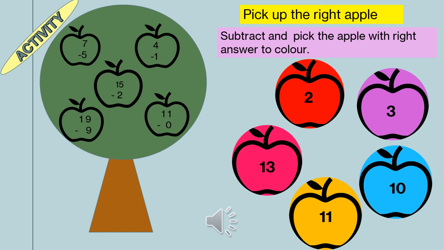On your screen, you are able to see 5 colorful apples which represent the differences of the subtraction problems given on the tree. So 4 minus 1 is equal to 3, and the number 3 is represented by the purple apple. So we have to color that particular apple purple. So please do the activity in your notebook and enjoy.